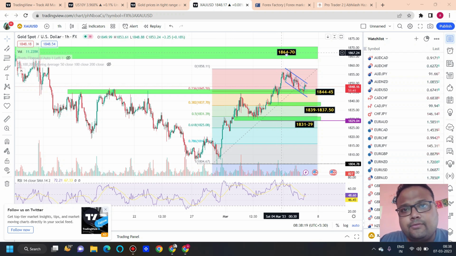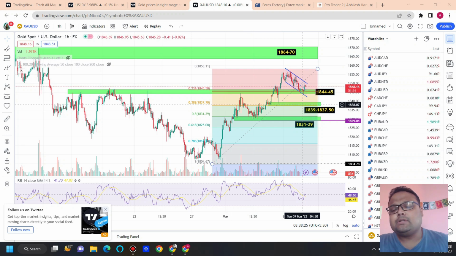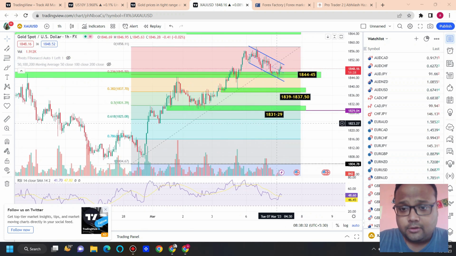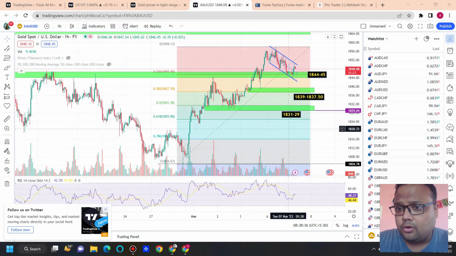First of all, 1864 to 1870, where we can expect the market to reverse so that we can take a sell. And we have two supports around 1839 to 1837.50 and 1831 to 1829. So these are the levels on the chart of gold right now.